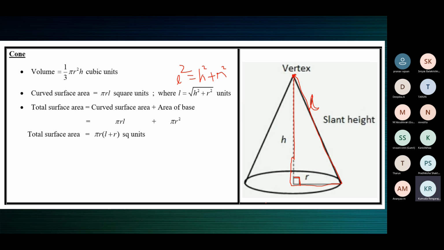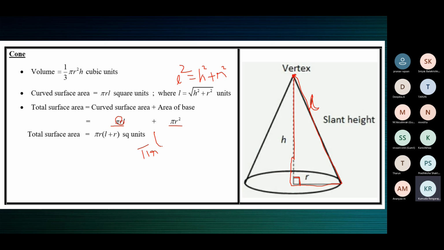So only one circle is there. In a cylinder, two circles. In a cone, only one circle. So area of base, and the base is a circle. So curved surface area pi rl plus area of base pi r square. If you take pi r common, pi r into L plus r. Pi r is common.